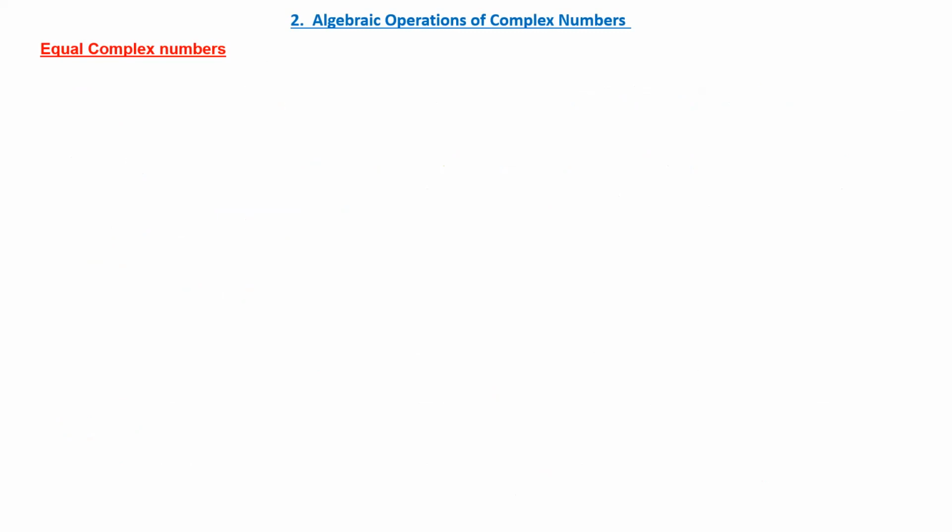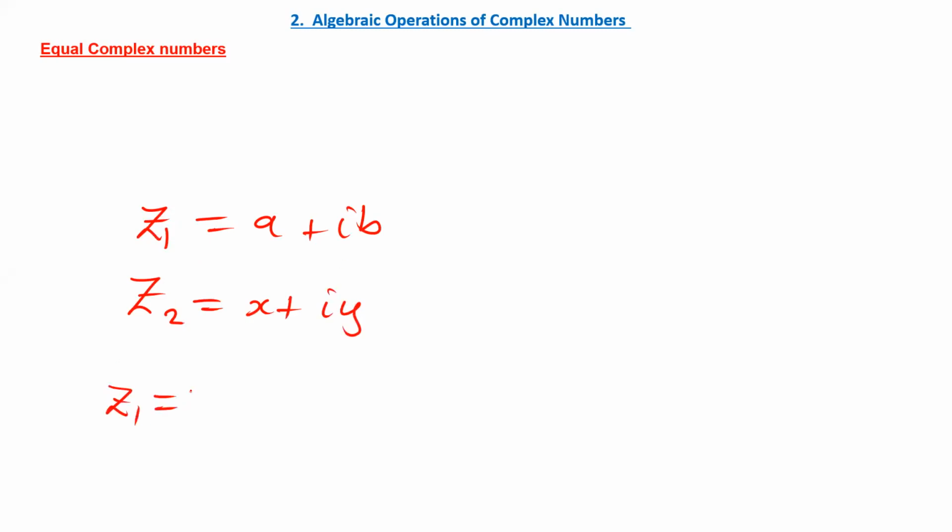And before we do that, let's talk about equal complex numbers. So if I say I have Z1 and Z2, these two complex numbers, we have A plus IB, and you also have X plus IY. If we say Z1 is equal to Z2, if we say that these two complex numbers are equal, it means that A is equal to what?